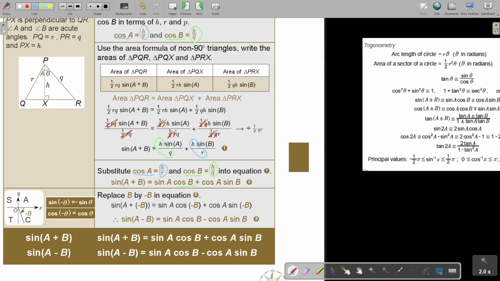And there you substitute cos A, and there is the sin B. Okay, that's basically what you do. Now, that is your first equation. That's the first one that you are looking for.